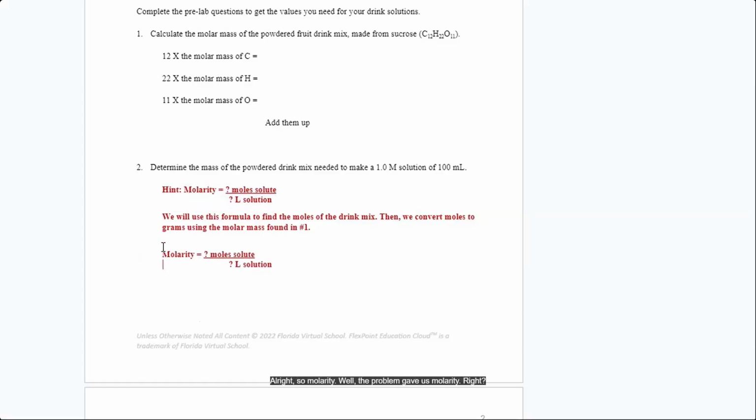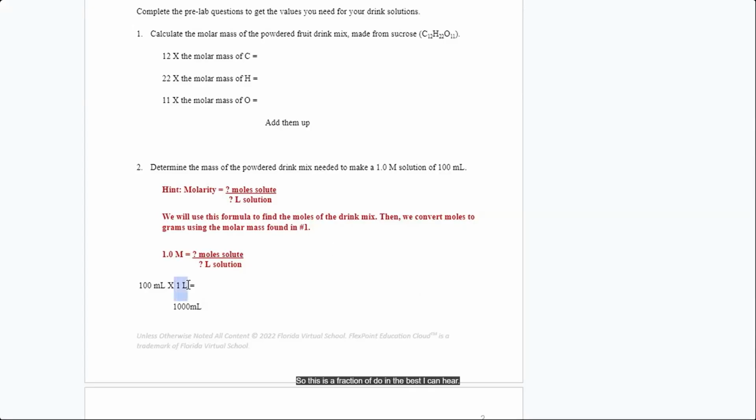So molarity, well, the problem gave us molarity, right? Because it's 1 molar. So we're going to put that in over here, 1 molar solution. That's how we write it. I don't know the number of moles. Liters. Remember, we have 100 milliliters, so we need to convert that to liters. So 100 milliliters. And then we know that there are 1,000 milliliters in 1 liter.